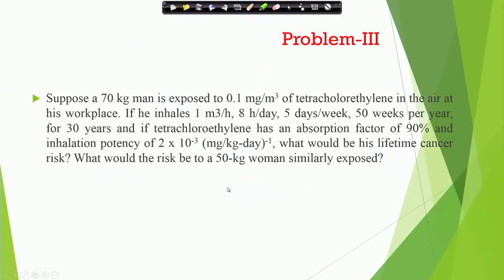So, those are the things you need to do the calculations, and then you will know whether it's an acceptable risk or not. So, that gives you the example of the first two problems.